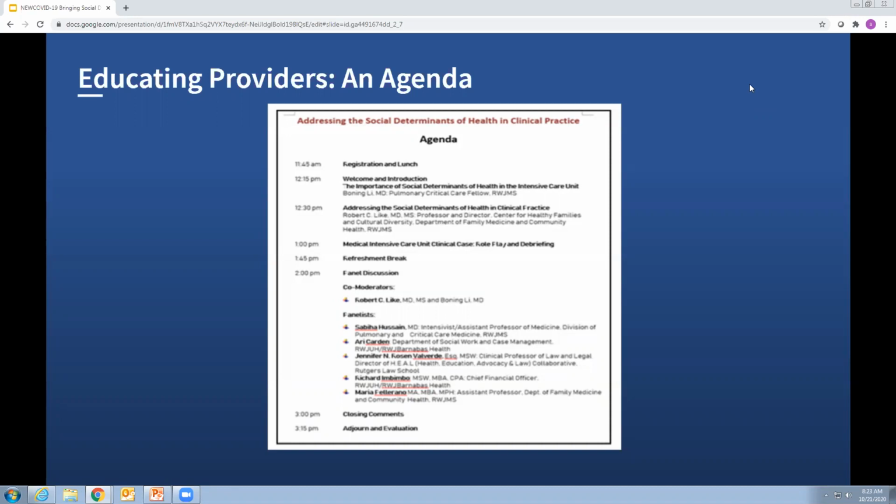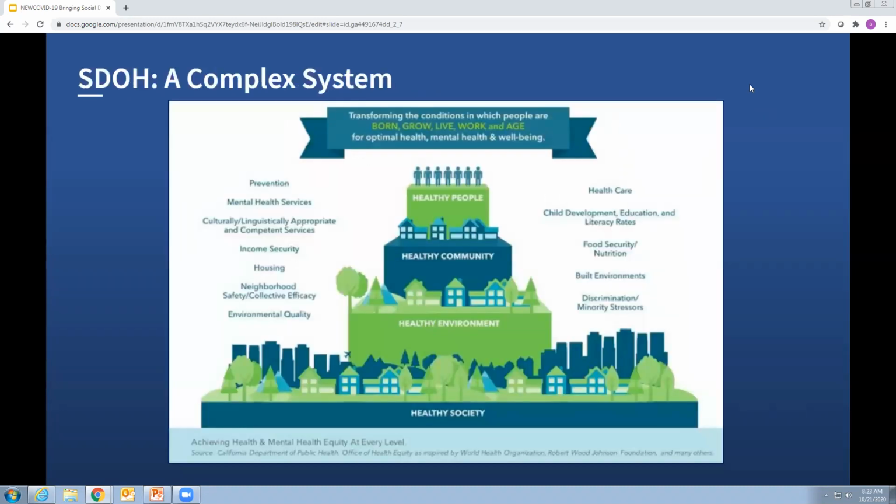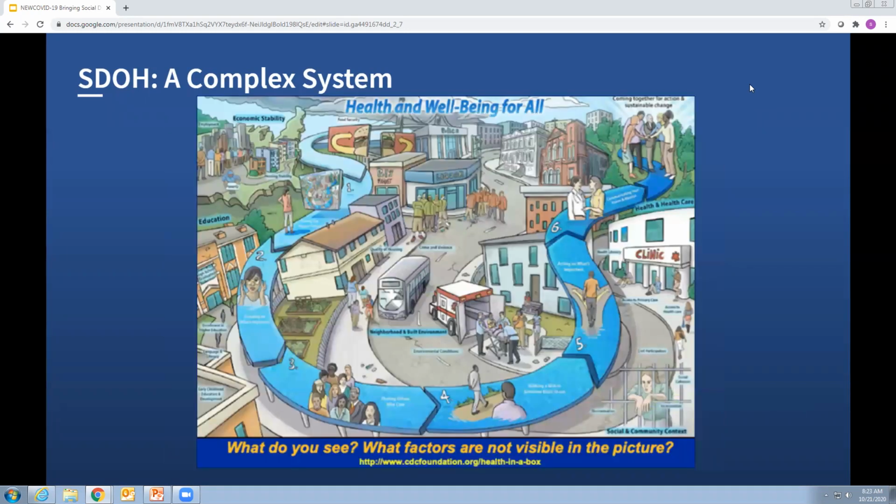We talked about social determinants of health, why it's important. We did a lot of critical thinking exercises. We did role playing, and we had a panel discussion. We talked about how difficult and complex the system is, how in order to have healthy people, you have to have a healthy society. We talked about all of the things that affect social determinants of health.